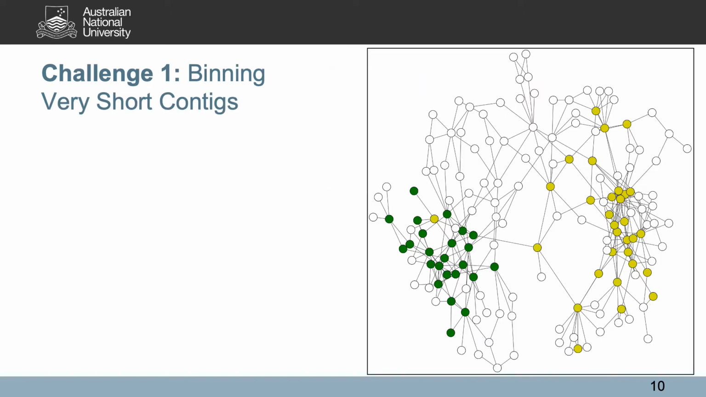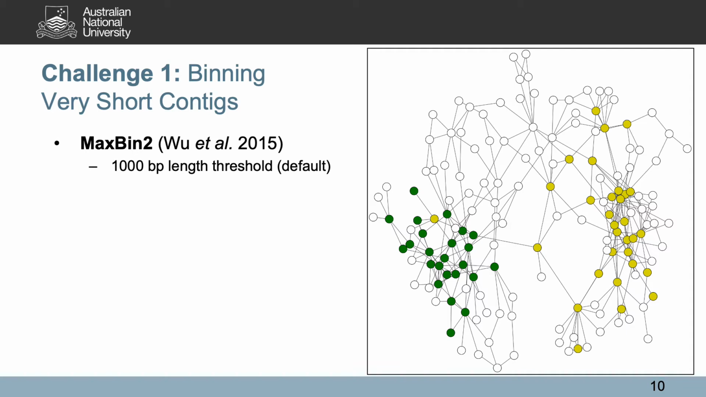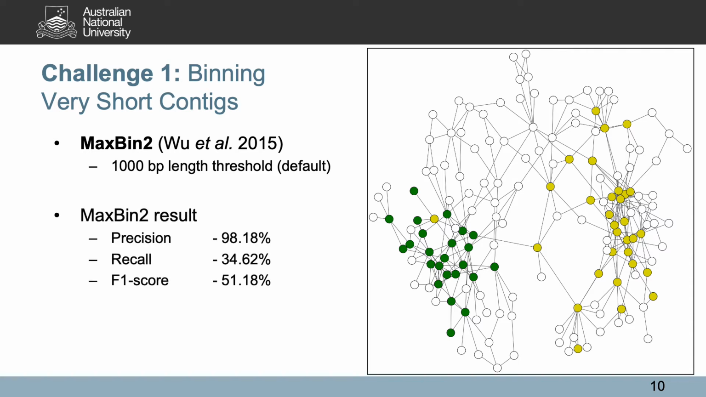The first challenge is binning very short contigs. The majority of the existing contig binning tools bin contigs which are longer than a given length threshold. For example, MaxBin2 has a length threshold of 1000 base pairs. Contigs shorter than this threshold are discarded. This is because short contigs have unreliable composition information. Hence, many short contigs within the assembly will be discarded, resulting in low recall values. You can see that majority of the contigs in this assembly of two genomes are discarded.